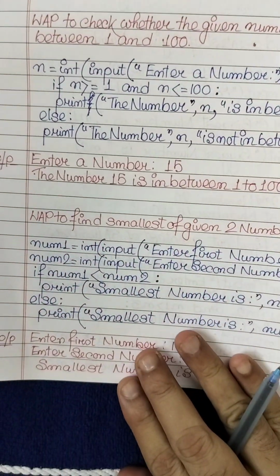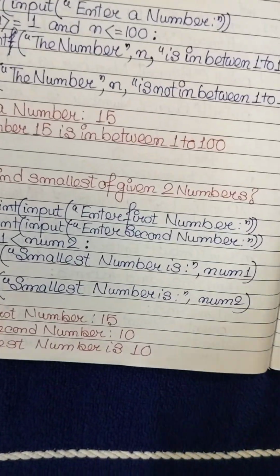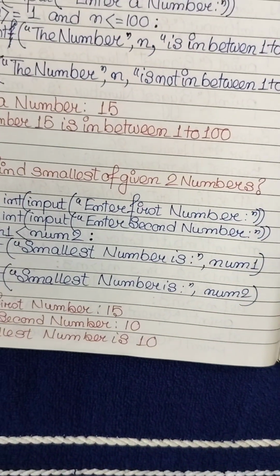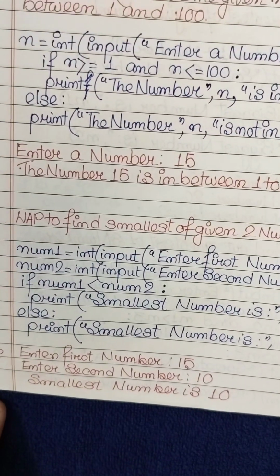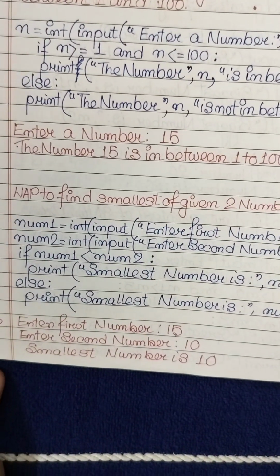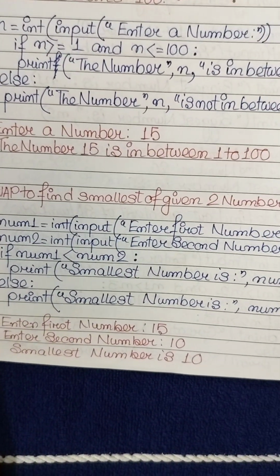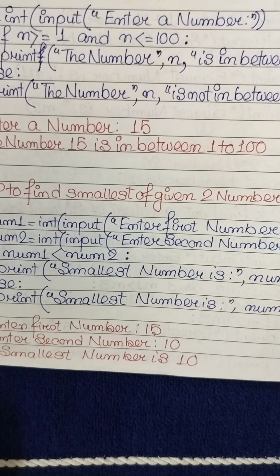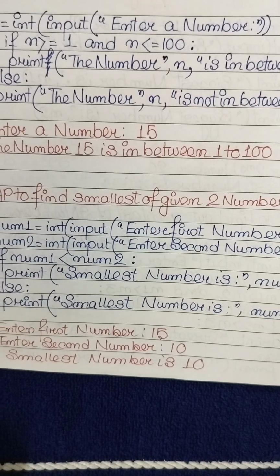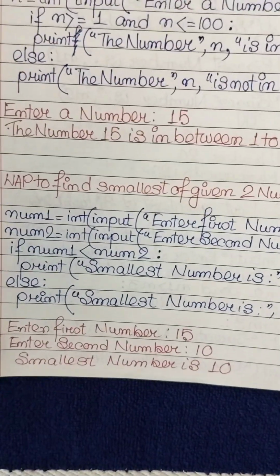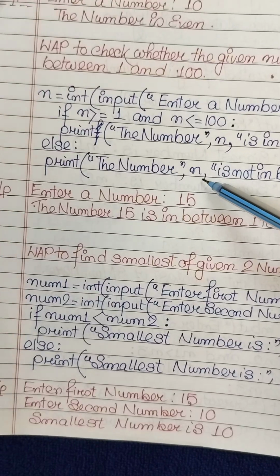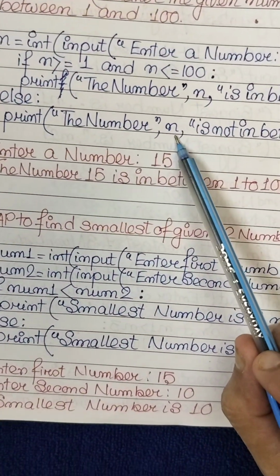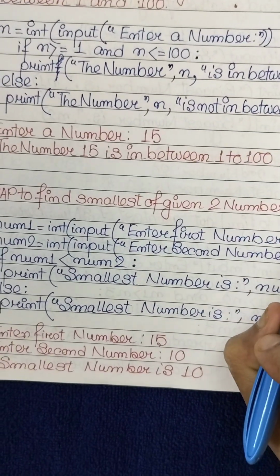Our next program is to check whether the given number is between 1 and 100. Then n = int(input("Enter a number")). If n is greater than 1 and n is less than or equal to 100, print the number n is between 1 and 100, else we print the number we have taken in the variable n and that it is not between 1 and 100.